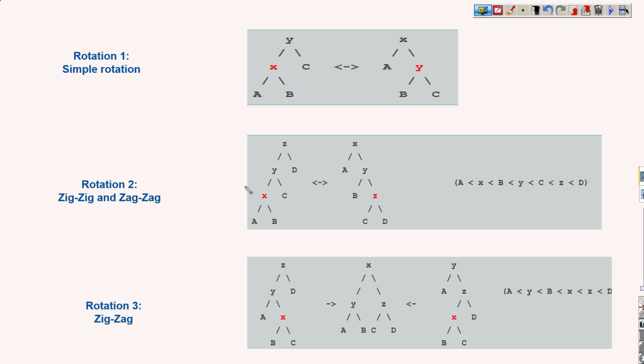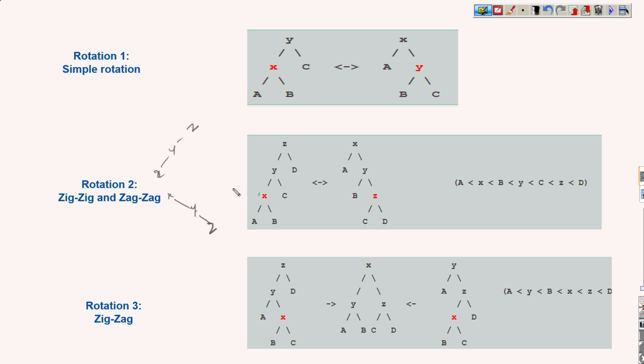So when we have a zigzig or zagzag kind of structure, whenever we do rotation, we do it in pairs. We don't do the rotation at the parent, but we do it at the grandparent. So what is the impact of this? If you look at this structure, if you have this x, y, and z, then all of this goes down to become x, y, and z.